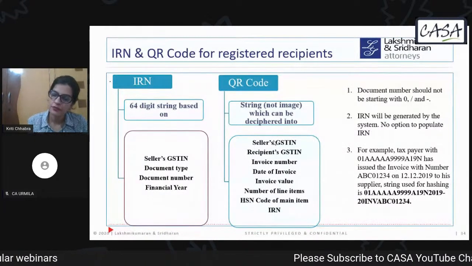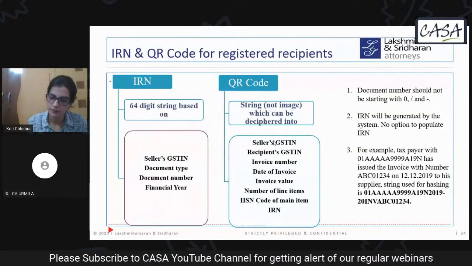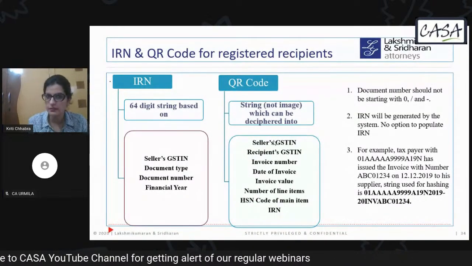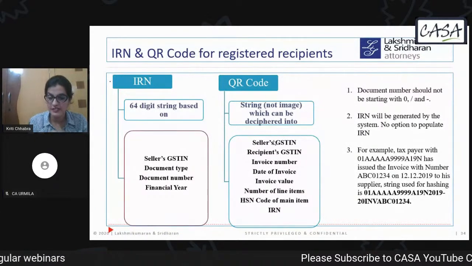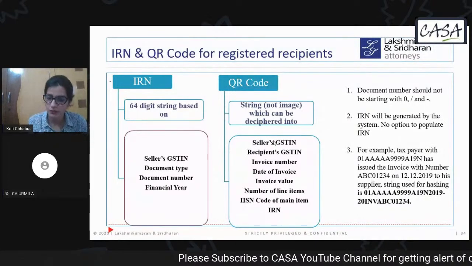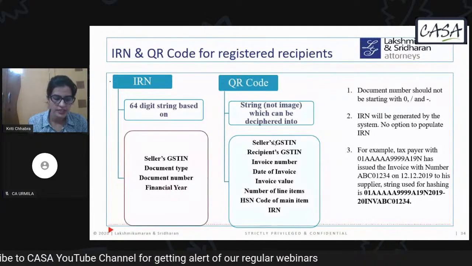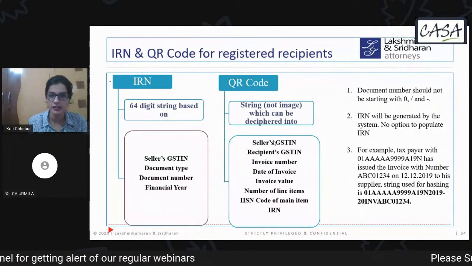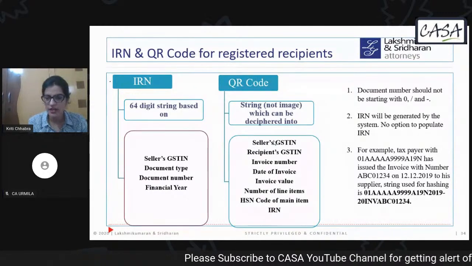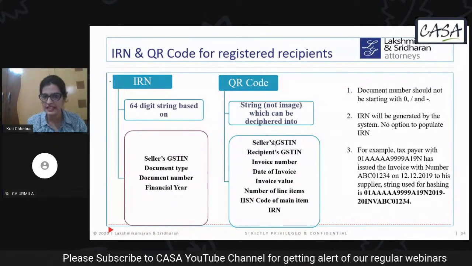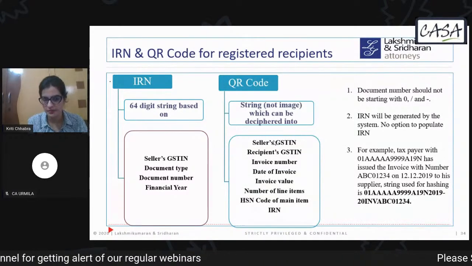Thereafter, at the time of uploading your details, the IRP portal will also give you a QR code. That is not an image; rather, it will be a string which will contain the basic details, like the seller's GSTIN, recipient's GSTIN, invoice number, date, invoice value, etc. So certain important particulars will be carried through that string. What is the benefit of that QR code? Basically, the government wants to effectuate a system wherein the department can quickly run through the main details of the invoice. So this is basically the whole concept of IRN.